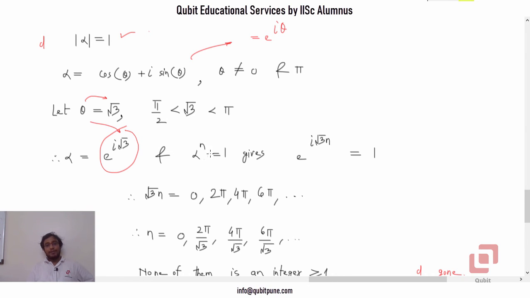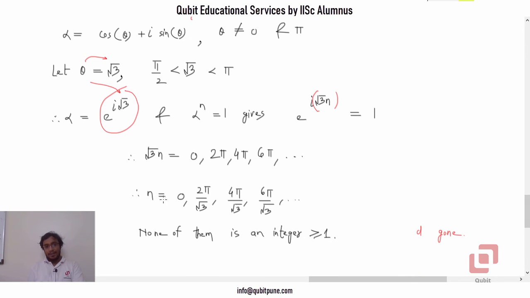So alpha raised to n equal to 1 will give us e raised to i into root 3 into n equal to 1, and this is true only when root 3 n becomes an integral multiple of 2 pi. So it can be 0, 2 pi, 4 pi, 6 pi and so on, or the negatives of them, but that's not important. What's important is the values of n. The values of n are now 0, 2 pi by root 3, 4 pi by root 3, 6 pi by root 3 and so on.